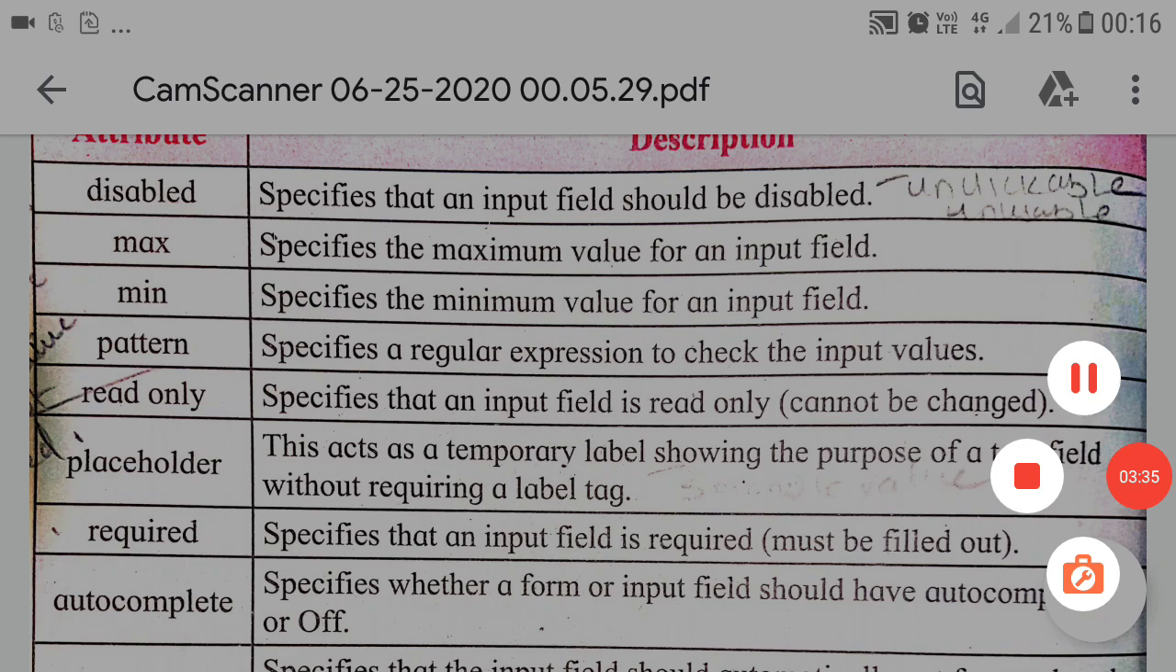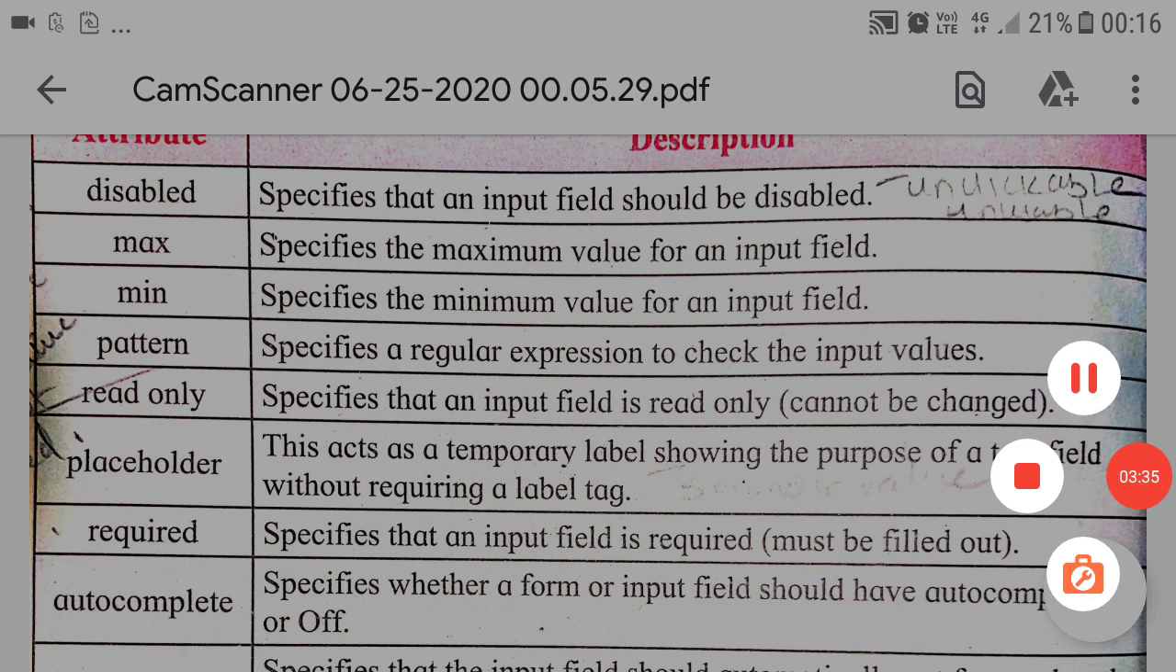Next point is input restrictions. Now we discuss the input restrictions. See, this is a list of some common input restrictions, a few of which can be used for validation purposes. One by one, we see the attributes. First is disabled. It specifies that an input field should be disabled. Disabled means it is unclickable and unusable.